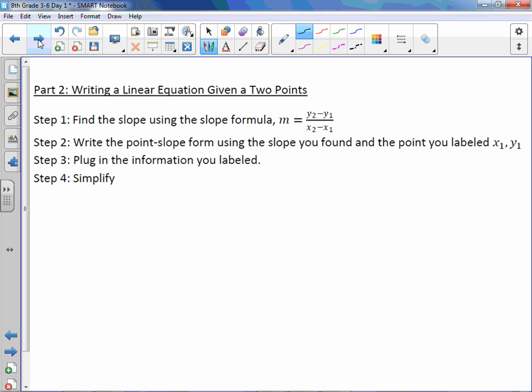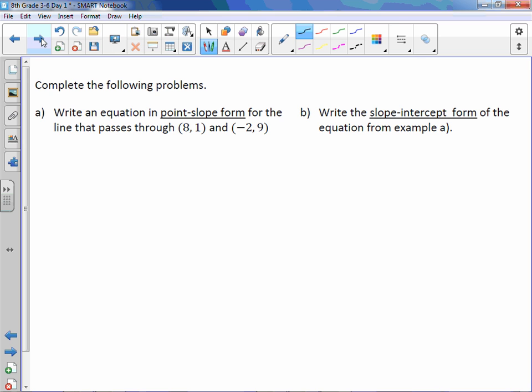Part 2, writing a linear equation given 2 points. So this time we aren't given the slope, we first have to find the slope. So we're going to label our points to find the slope, and then we're going to use our point and our found slope, and then do the same thing we just did. So here we go. Just an extra step in the beginning. So again, we have 2 points, so we're going to label x1, y1, and x2, y2.